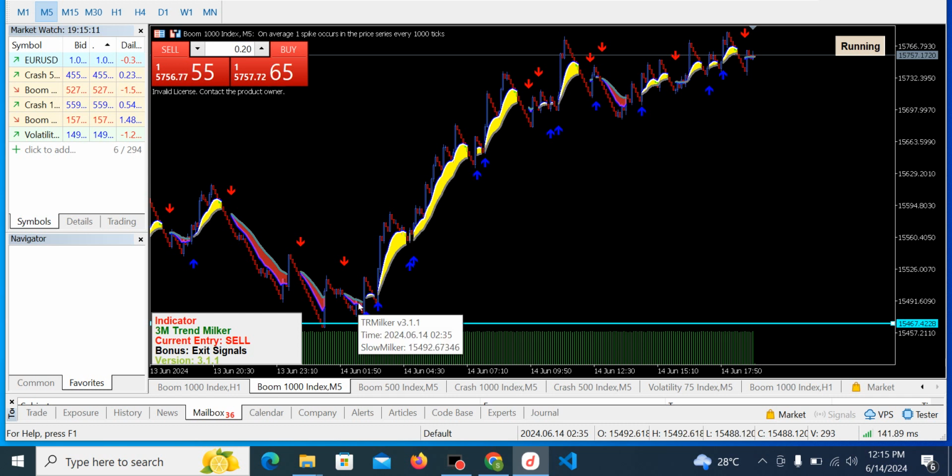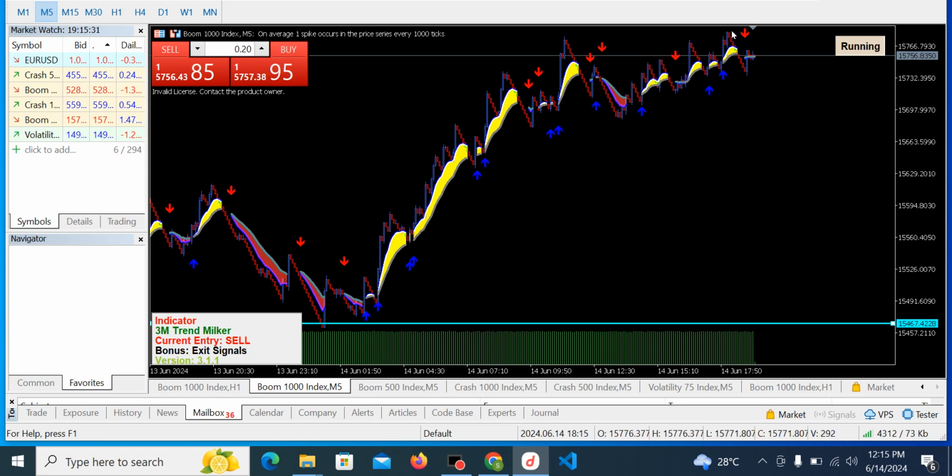This actually got to the support zone around there, and it started a buy trend right from there. Since it was unable to break out below the support zone, you can see the yellow flag, which signifies an uptrend, and of course the blue arrows, which give us the buy orders. So it started buying right from there till it got to the resistance zone.